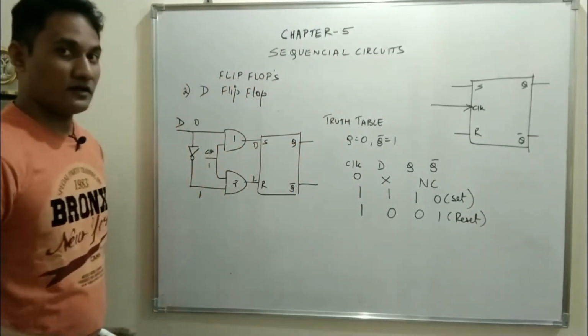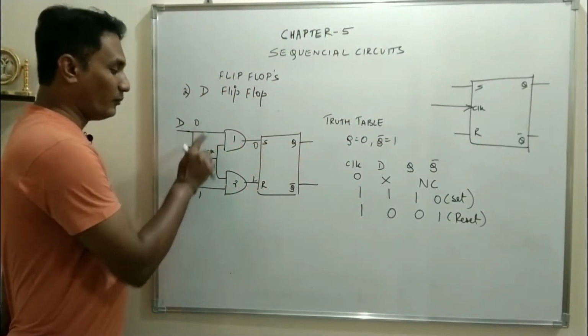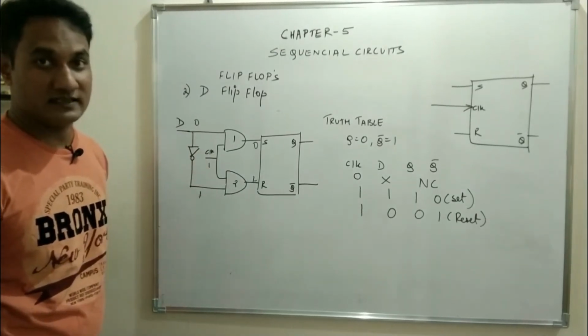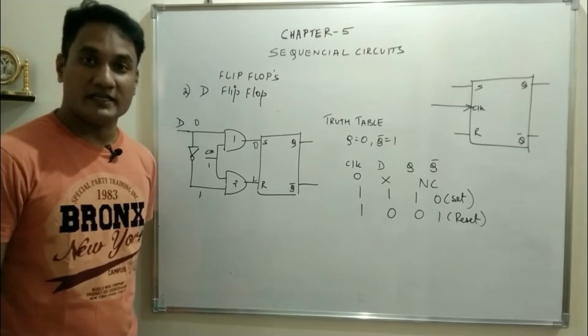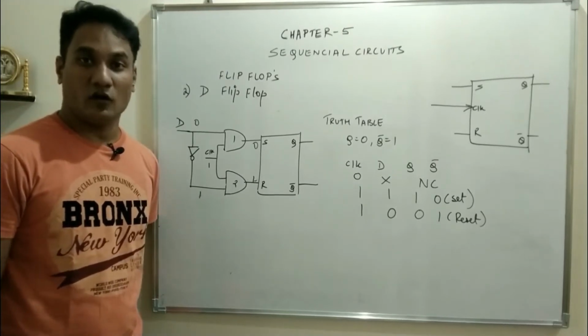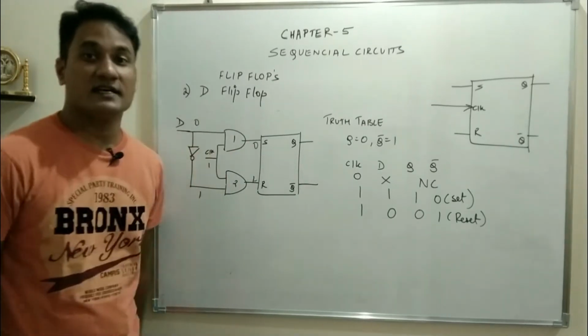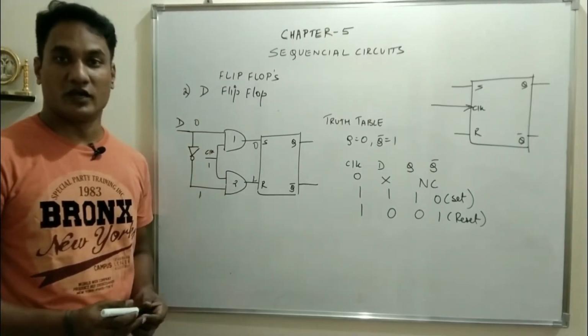And if you can understand, both inputs cannot be 1 simultaneously. Therefore, the forbidden state can be easily avoided. So this is the widely used flip-flop called as D flip-flop. I hope you have understood.